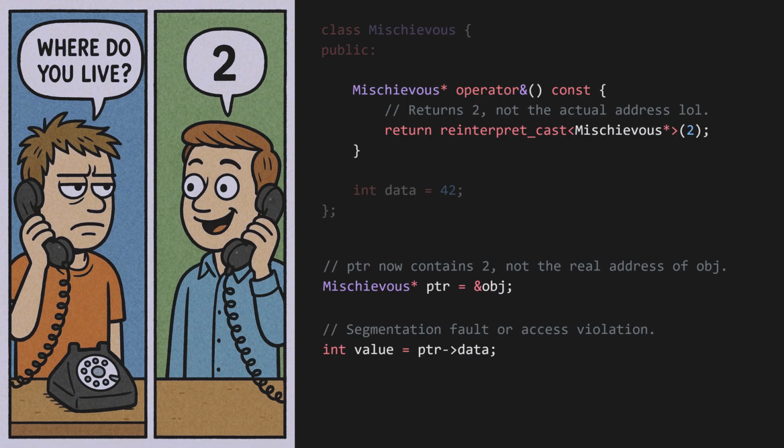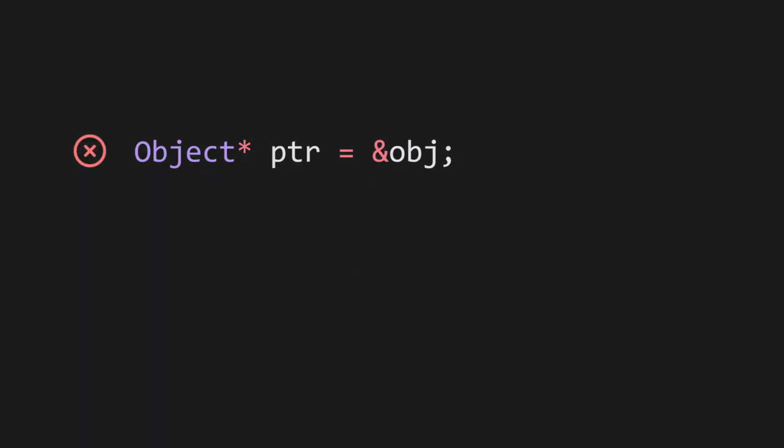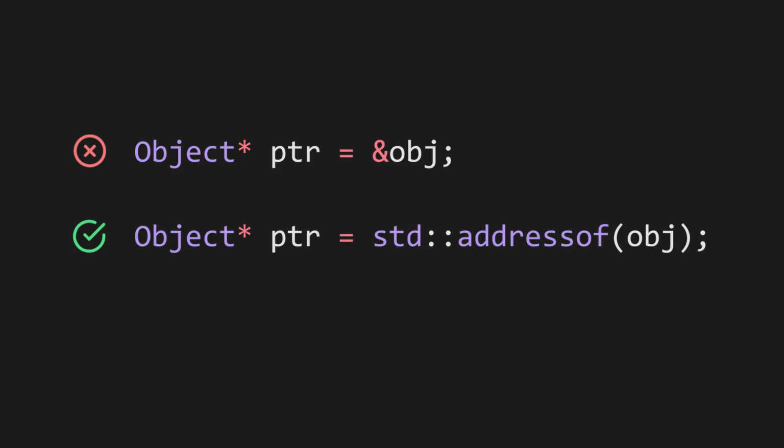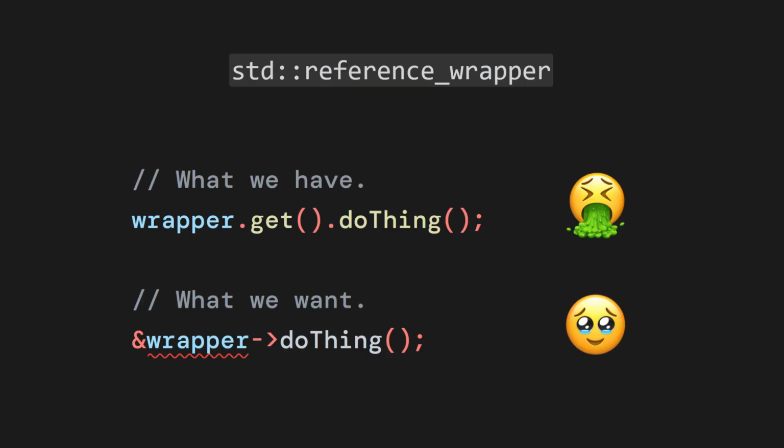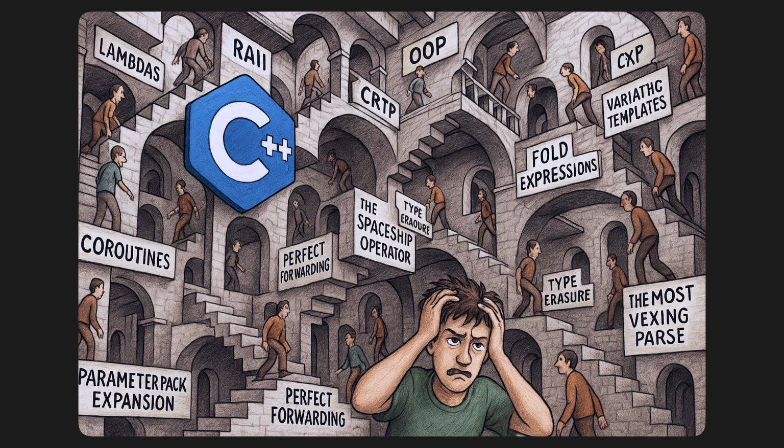So if you want the real address of an object without any tricks, you shouldn't use the ampersand operator. Instead, use the function standard address of. But then what was even the point of the address operator to begin with? To add insult to injury, classes in the standard library, which you would expect to overload the address operator, like standard reference wrapper, don't even overload it. The entire language is filled to the brim with inconsistencies, paradoxes, and solutions to the problems which it created itself.